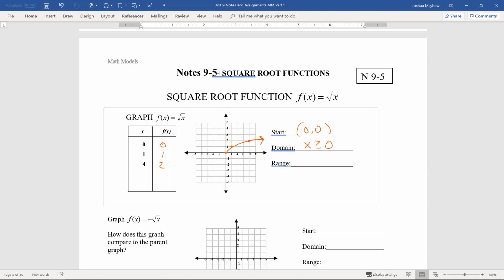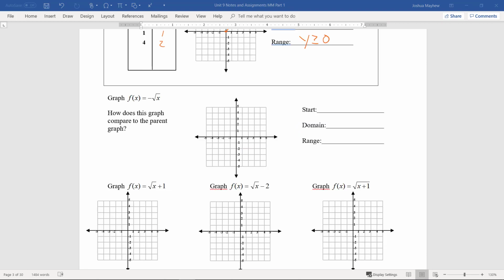And the domain and range are the values from that point. In this case, x is greater than or equal to 0, and y is also greater than or equal to 0. From that point, it goes on to the right forever, and from that point, it goes up forever. Okay, let's look at another one.